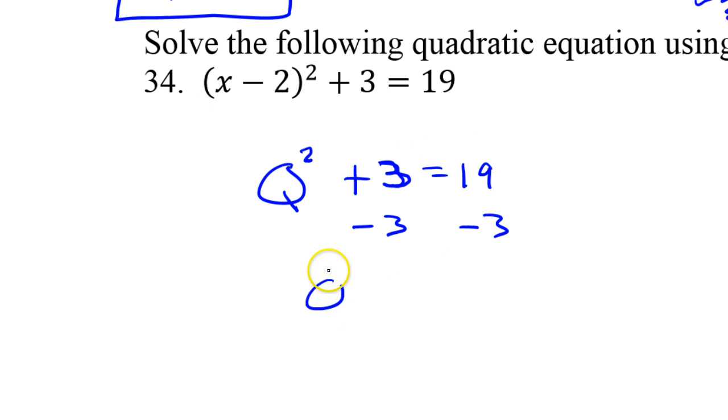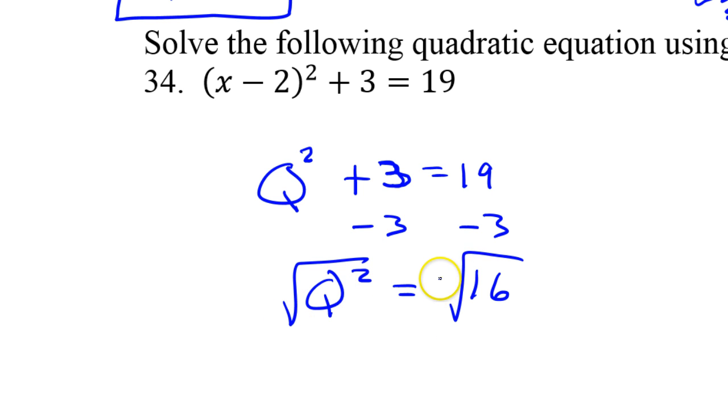But let's go ahead and decide what I would do next. So now I'd have q squared equals 16. How would I unsquare this? Hopefully you're thinking we would take the square root of both sides. Don't forget your plus minus. So we're going to do the same steps here. I'm going to subtract 3 and I'm going to take the square root.